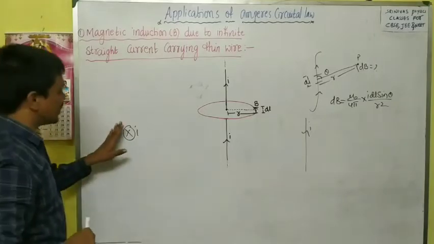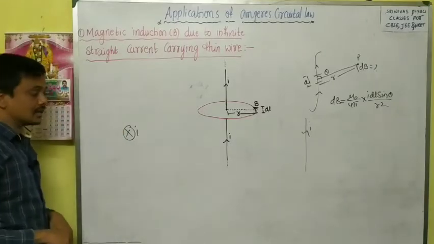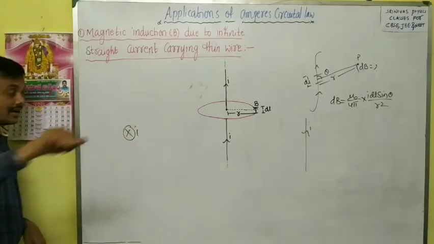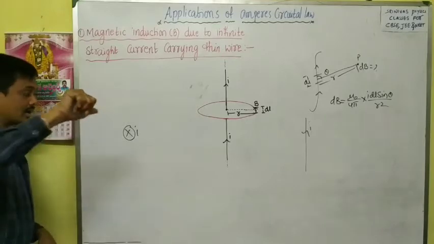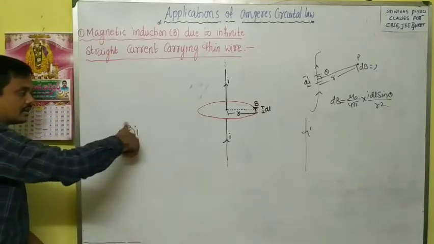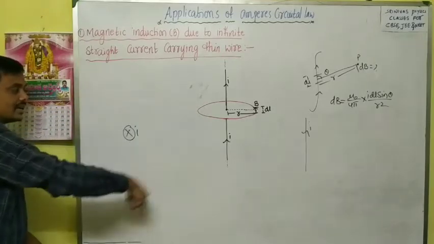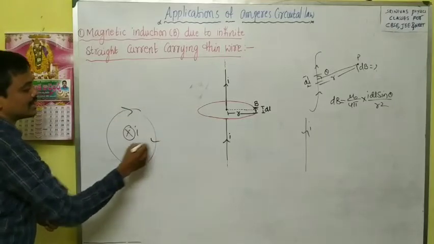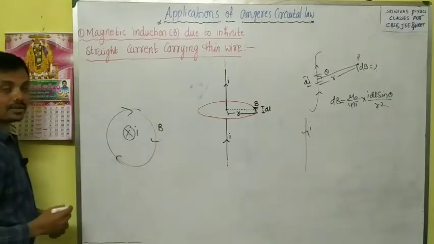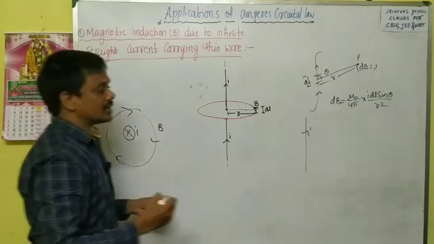In this case, how will the magnetic field be produced? The current is inward. We have to use the right hand thumb rule. Current is inward, then the magnetic field is in clockwise direction. That means around this the magnetic field is like this. This is the magnetic field due to the current carrying wire, right?